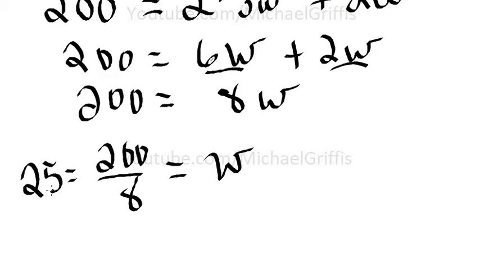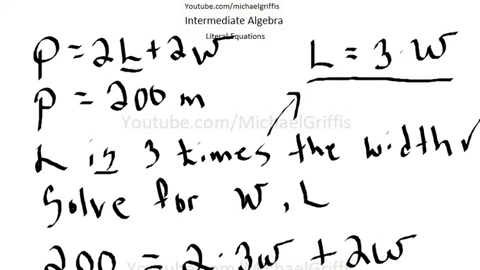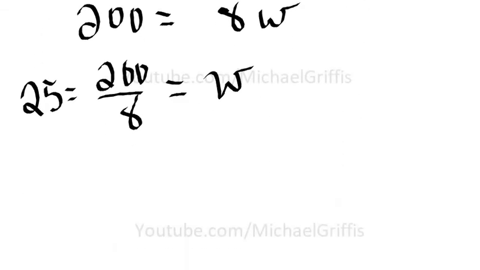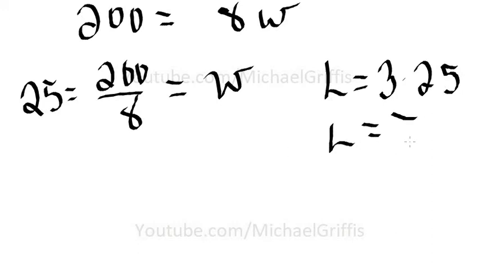Let's see, 8 is 40, 16, and 4 is 200, yep. Okay, so it looks like W is 25. Now, since we know W is 25, we got this relationship, L is equal to 3 times W. Right, and so L is equal to 75. Right, L is equal to 75, and W is equal to 25.